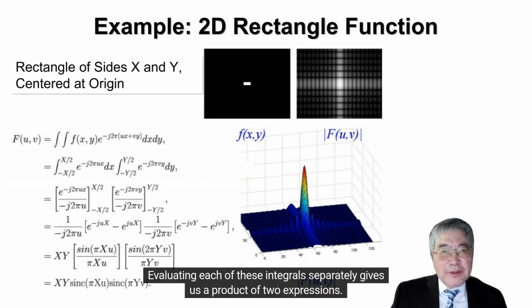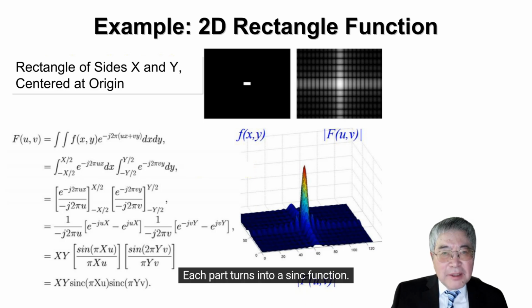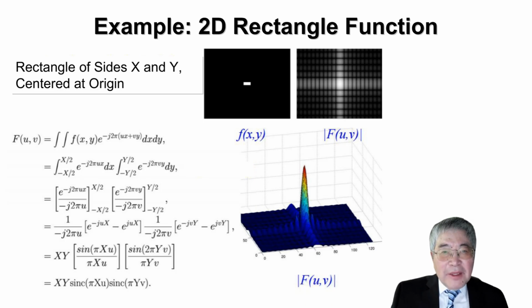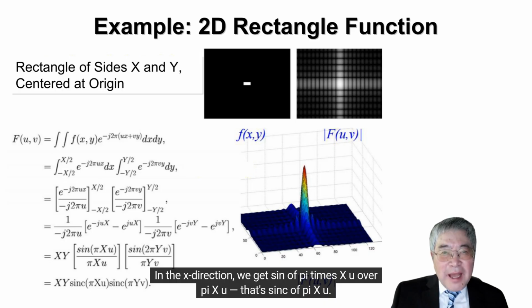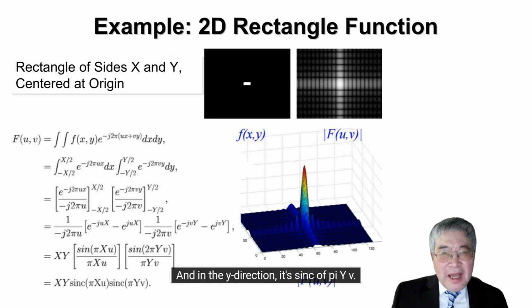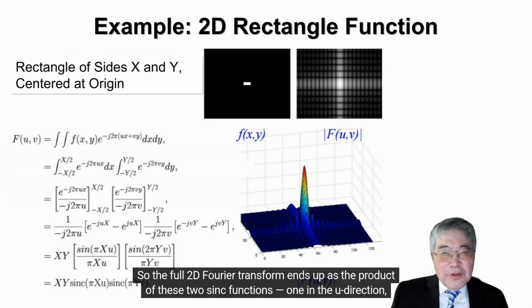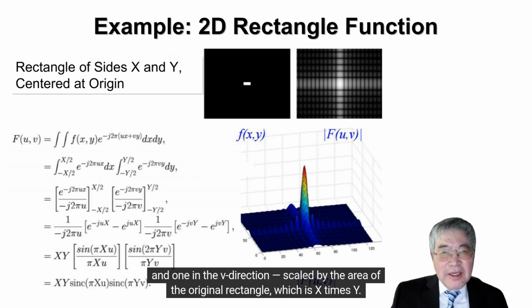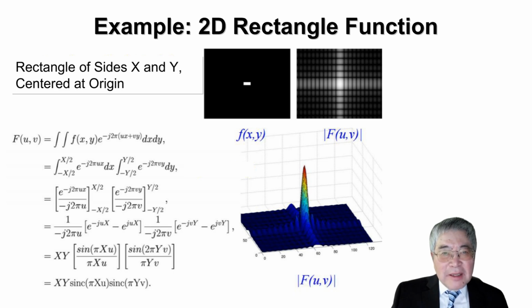Evaluating each of these integrals separately gives us a product of two expressions. Each part turns into a sinc function. In the x direction, we get sin of pi xu over pi xu. That's sinc of pi xu. And in the y direction, it's sinc of pi yv. So the full 2D Fourier transform ends up as the product of these two sinc functions, one in the u direction and one in the v direction, scaled by the area of the original rectangle, which is X times Y.